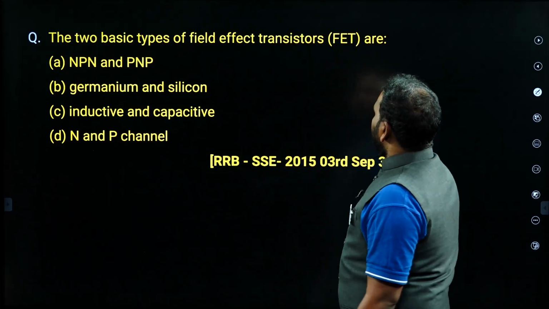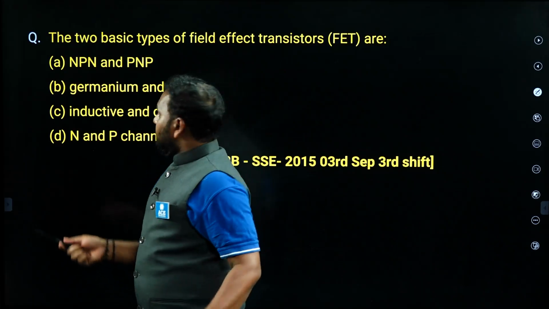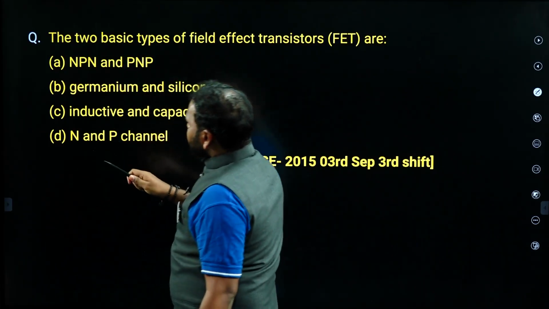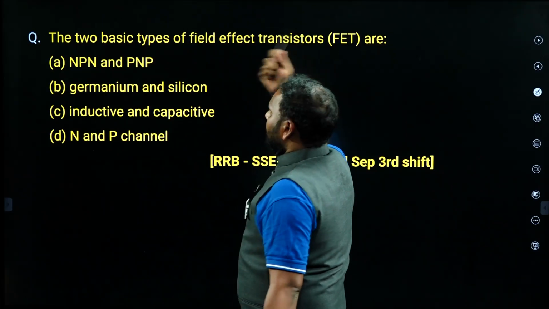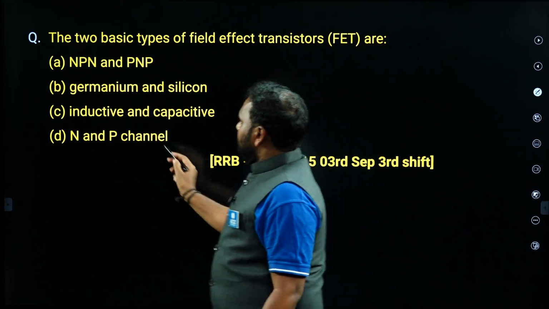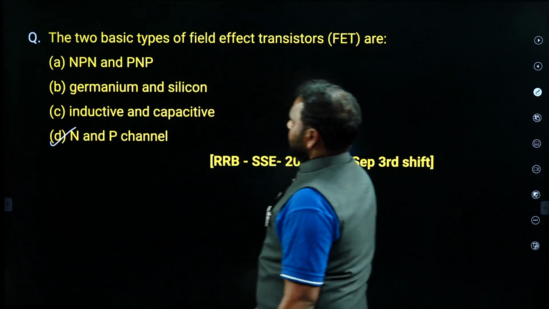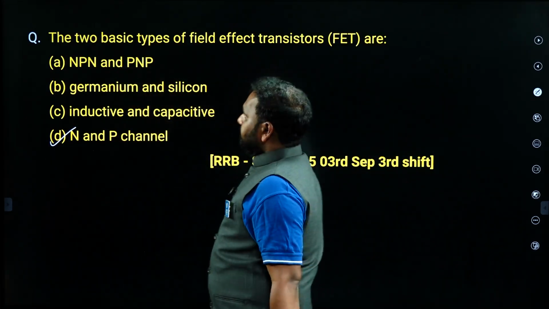Two basic types of FETs are N channel and enhancement and depletion. We don't have that. So in enhancement and depletion, again N channel and P channel FETs are available. In FET and MOSFET, in all different categories we have N channel as well as P channel. In transistors we have NPN and PNP.